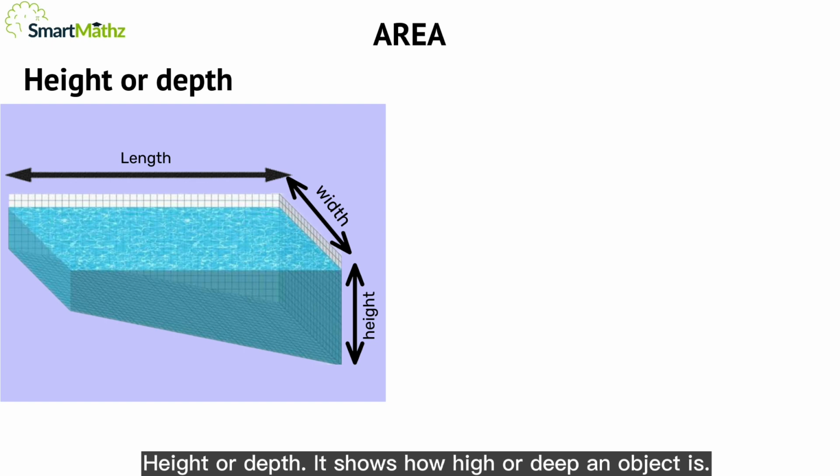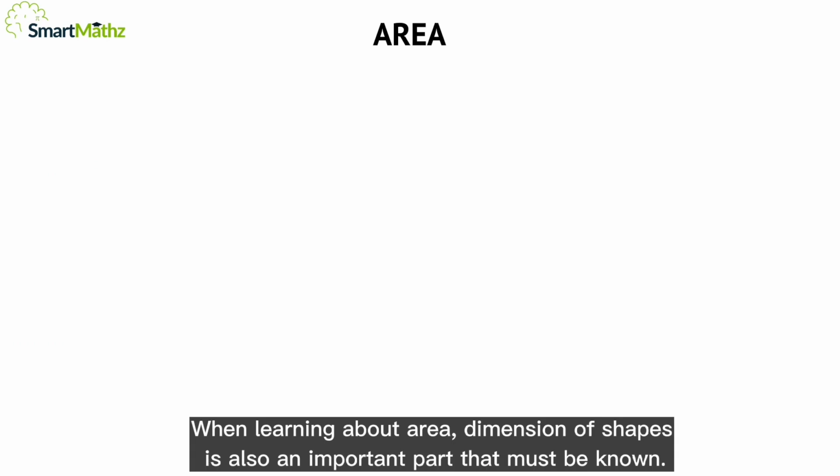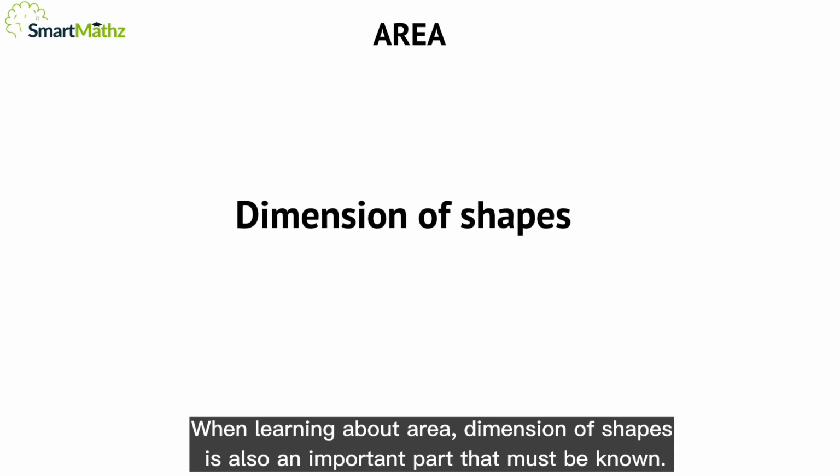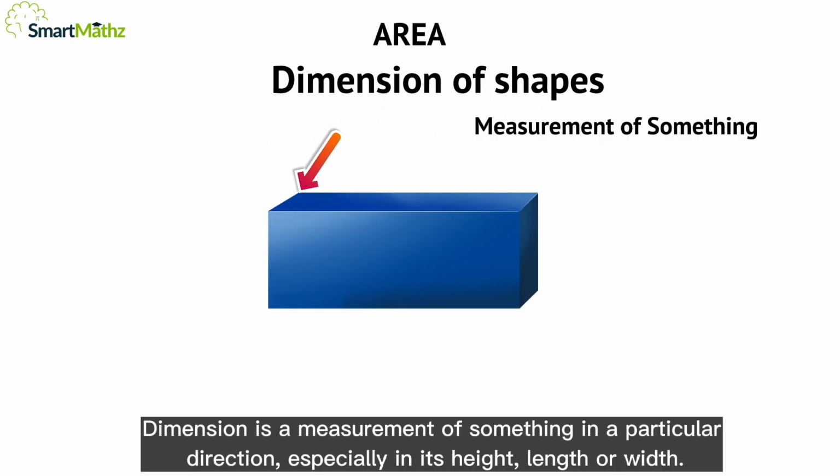Height or depth shows how high or deep an object is. It is also expressed in linear units like meter, inch, centimeter, and so on. When learning about area, dimension of shapes is also an important part that must be known. Dimension is a measurement of something in a particular direction, especially in its height, length, or width.